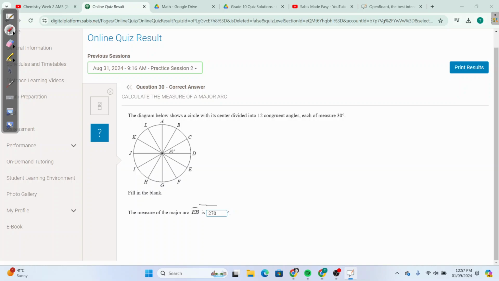Okay. My throat's locking up, sorry. The measure of major arc EB. The EB would be this right here. This would be major arc EB, which is why, again, it's important to define an arc if it's major or minor. Okay, so EB, 30 here, so 30, 60, 90, 120, 150, 180, 210, 240, 270. So 270 degrees is our answer.